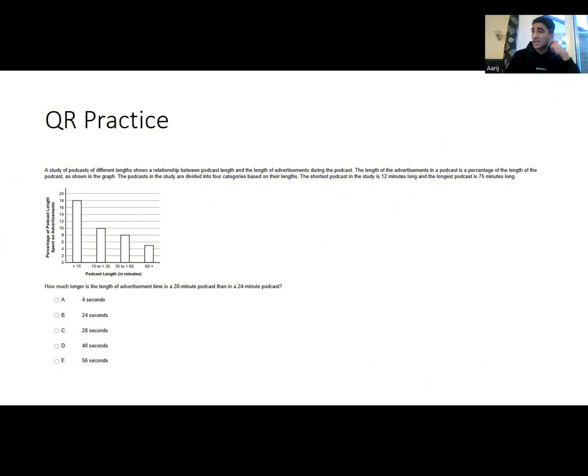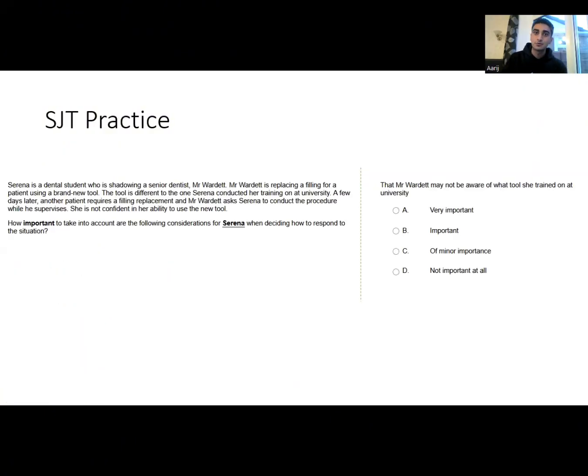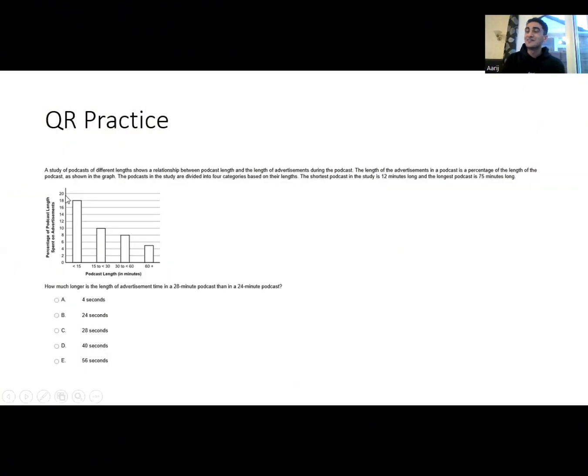This one did catch me out a bit, but I think it's just about dissecting, because it's a graph. They always want you to do something with the graph or the bar chart given in the question. It's there for a reason. So let's have a look. Over here, we basically have podcast length on the x-axis. So this is less than 15, 15 to 30 minutes, 30 to 60 minutes, or 60 plus minutes. And on the y-axis, we have a percentage of podcast length spent on advertisements.